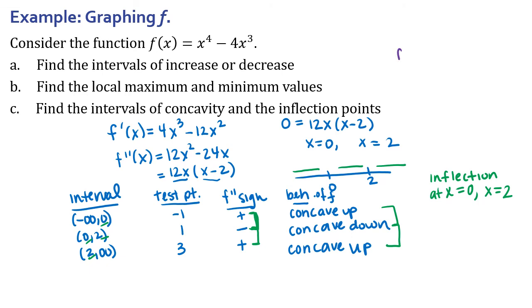And then if you were to find those actual points, let's write this down here. So substituting 0 into my original function gives me 0. So I have an inflection point at f of 0 equals 0. And then I have another one when I substitute 2 in at -16.